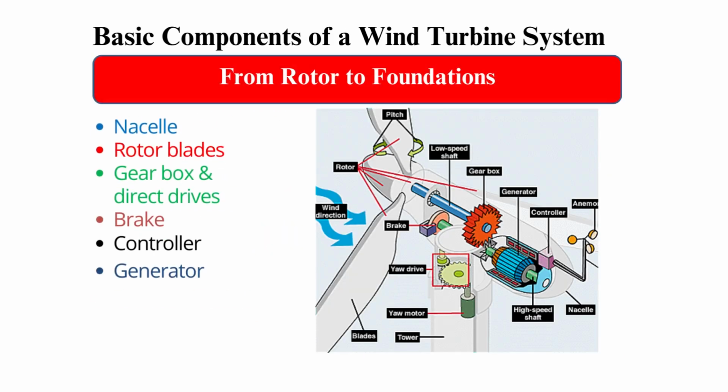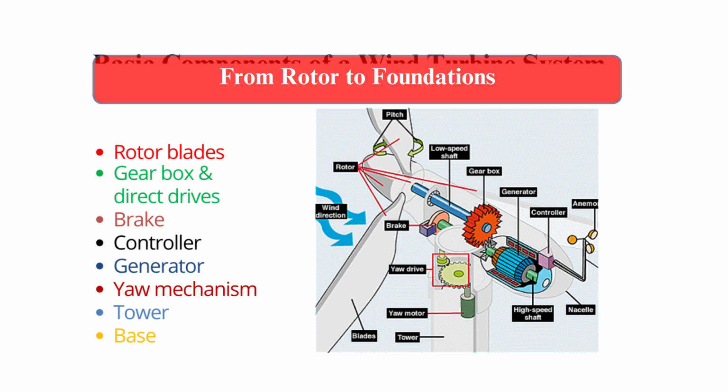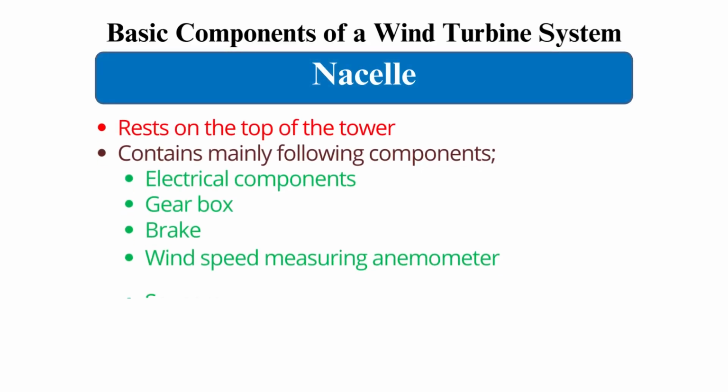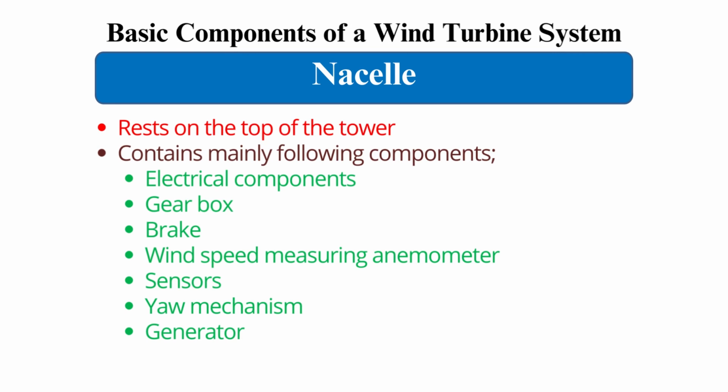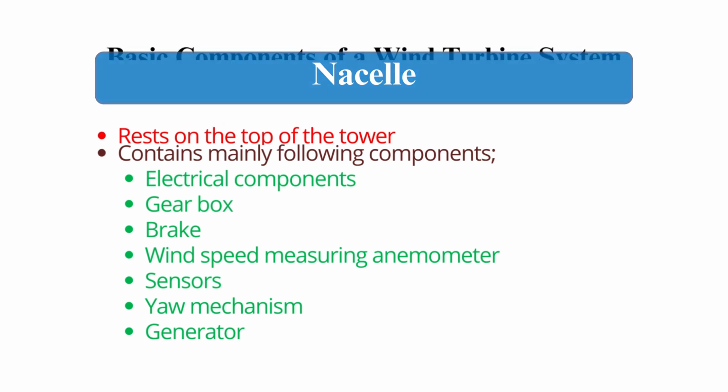Basic components of a wind turbine system, from rotor to foundations, are nacelle, rotor blades, gearbox, direct drives, brake, controller, generator, yaw mechanism, tower, base. The nacelle, perched atop the tower, houses essential components, including electrical components, a gearbox, brakes, an anemometer for wind speed measurement, sensors, a yaw mechanism, and a generator.